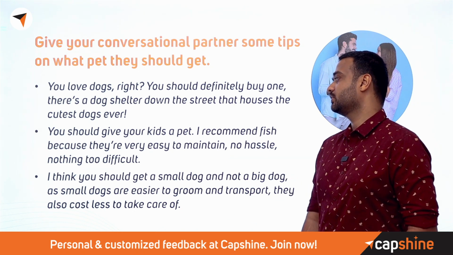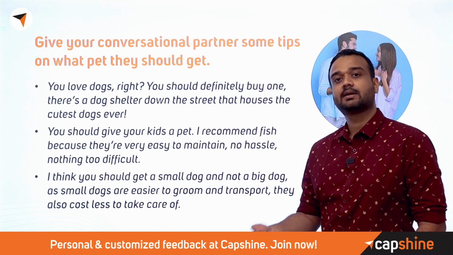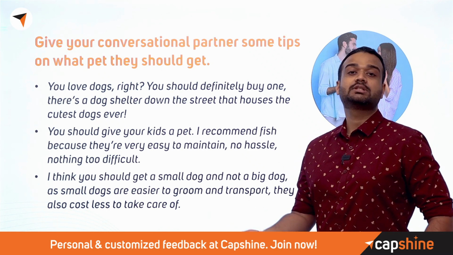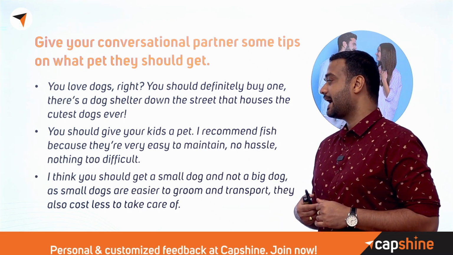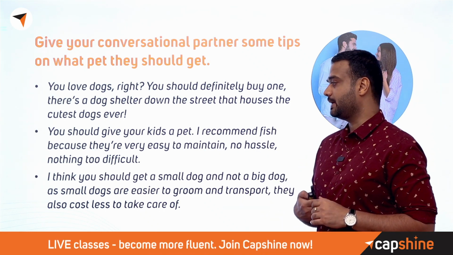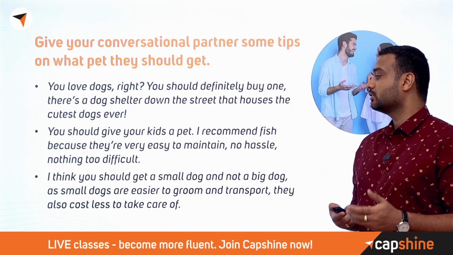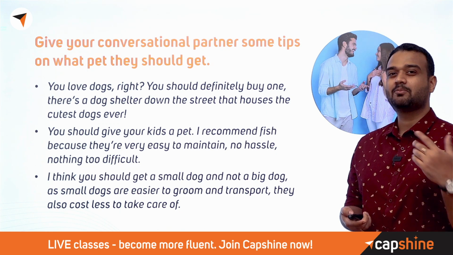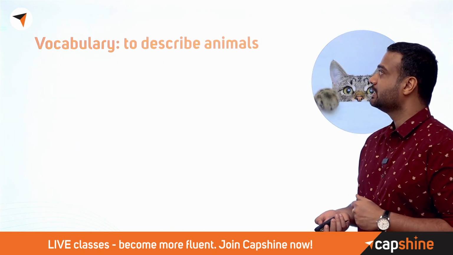You should give your kids a pet. I recommend fish because they're very easy to maintain, no hassle, nothing too difficult, right? So again, you're recommending how to start, in this case fish, and why it's a good idea. I think you should get a small dog and not a big dog, as small dogs are easier to groom and transport. They also cost less to take care of. Again, a more logical argument for what kind of pet someone should choose.